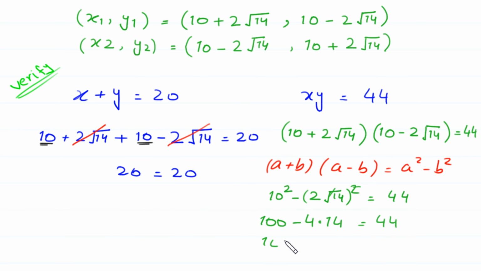Next, 100 minus 4 times 14, 56, is equal to 44, and 100 minus 56 is 44, is equal to 44. From here you can see that the left hand side is equal to the right hand side. So it is proved that the values of x and y are correct.